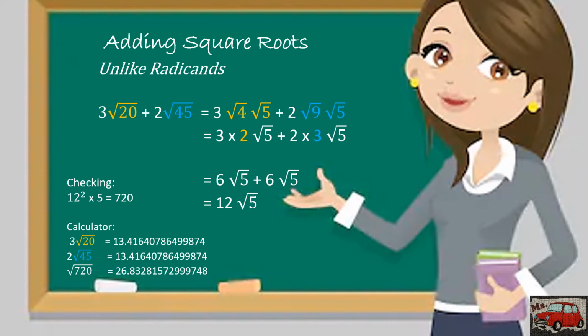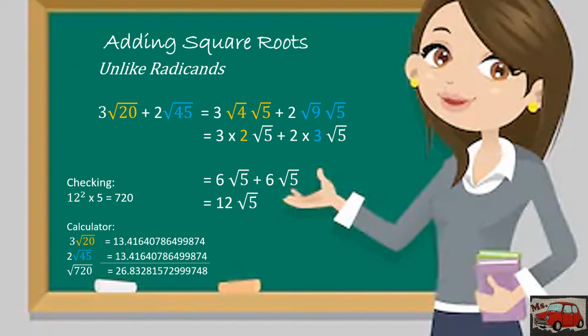First, take the square root of the perfect square. So the square root of 4 is 2. Then the square root of 9 is 3. Okay? Once you take out the square root, we multiply it with the existing number outside the square root. For example, the 3 is the existing one, and the square root of 4 is 2, so we multiply: 3 times 2, and then we bring down the square root of 5. Plus, we also multiply the existing 2 by the square root of 9. So 2 times 3, and then we bring down the square root of 5.